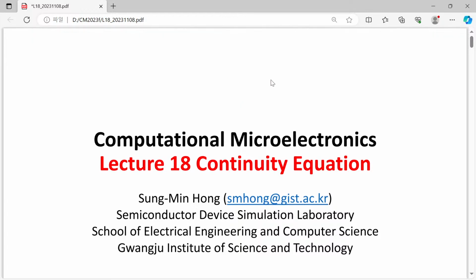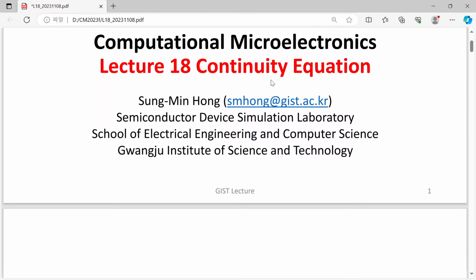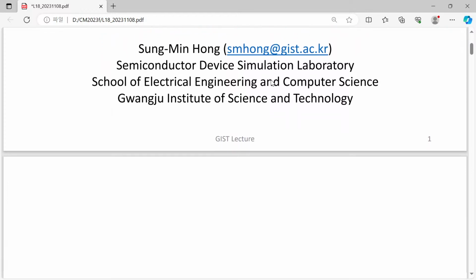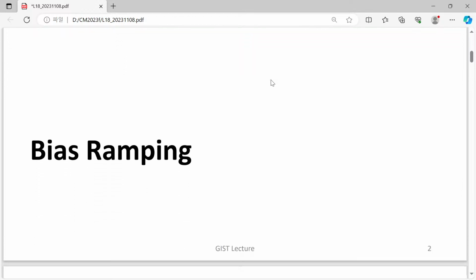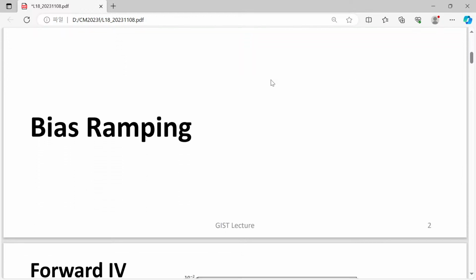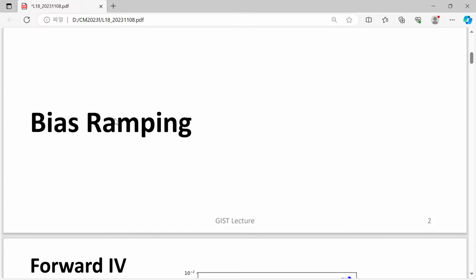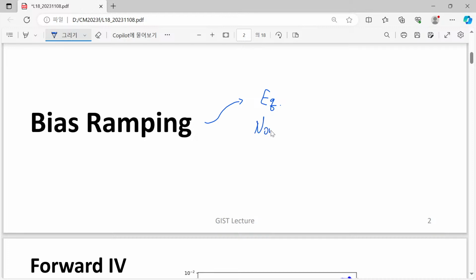This is lecture 18, continuing our discussion on the continuity equation. So let's go to the bias ramping. I just discussed how we can implement the bias ramping. Simply speaking, the only difference between the equilibrium case and the non-equilibrium case was just the boundary condition for our electrostatic potential.